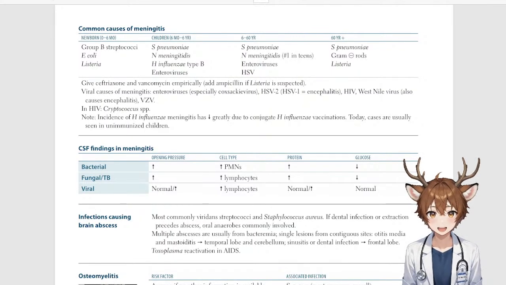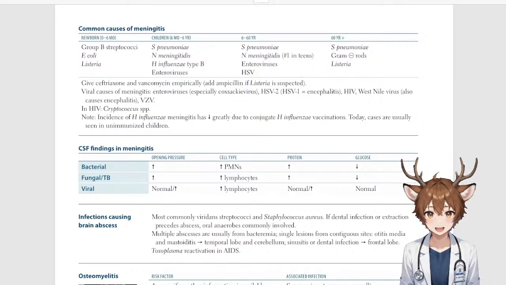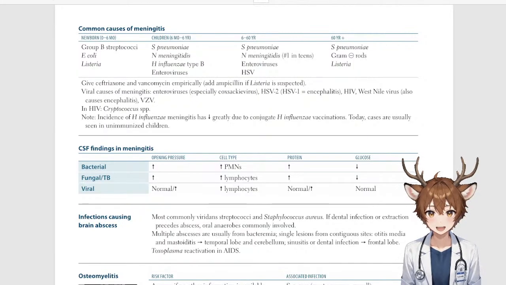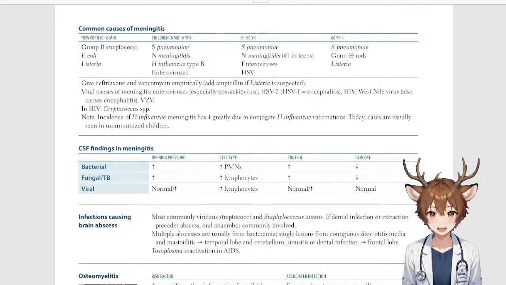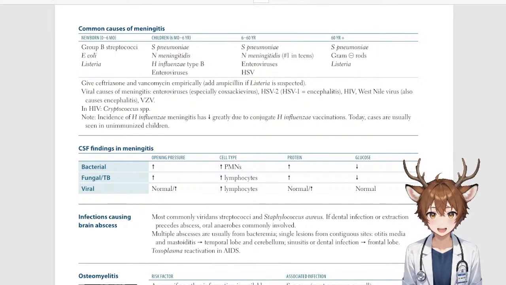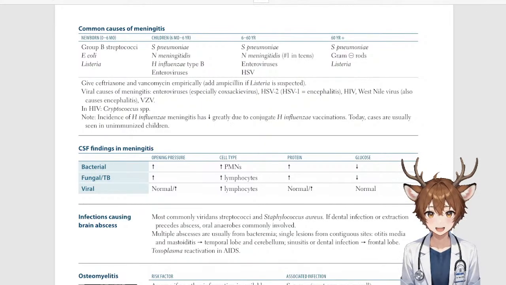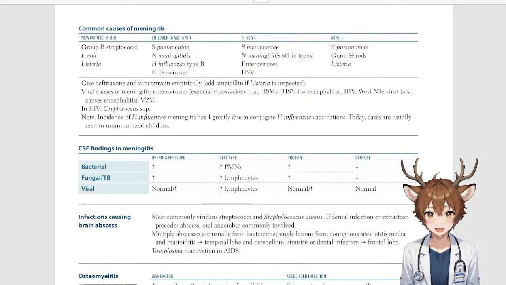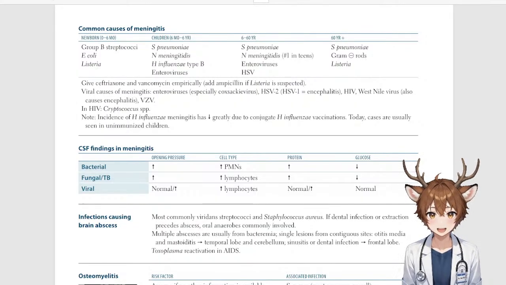Viral causes of meningitis are enteroviruses, especially Coxsackie virus, HSV2, HSV1 equals encephalitis, HIV, West Nile virus also causes encephalitis, and VZV. So when they say enteroviruses, they mean all that stuff, basically. Note, the incidence of group B strep meningitis in neonates has greatly diminished due to the screening and antibiotic prophylaxis for pregnancy. Incidence of H. influenzae meningitis has greatly reduced due to conjugate H. influenzae vaccinations. Today, cases are usually seen in non-immunized children.